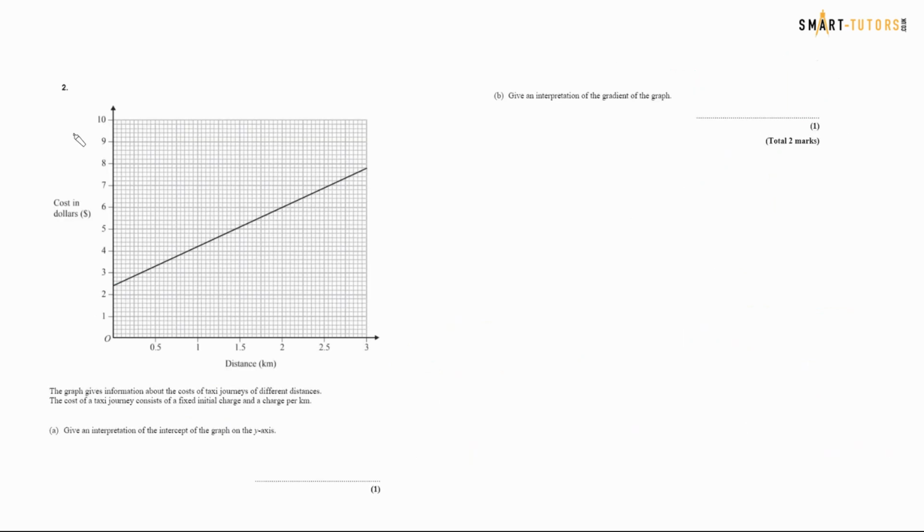Question number 2. The graph gives information about the cost of taxi journeys of different distances. The cost of a taxi journey consists of a fixed initial charge and a charge per kilometer. Give an interpretation of the intercept of the graph on the y-axis. Intercept means where the graph cuts the y-axis. So we can clearly say that the intercept is nearly $2.40. But what is the interpretation?